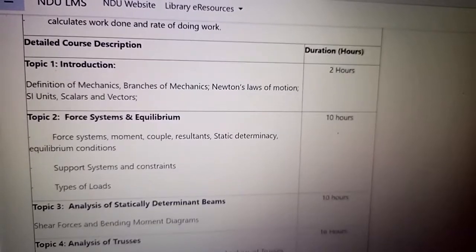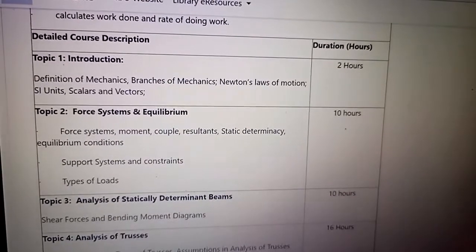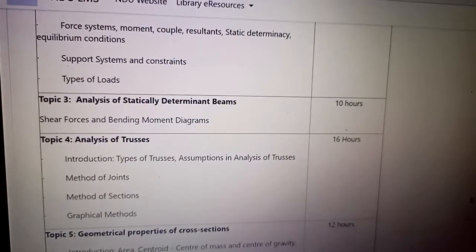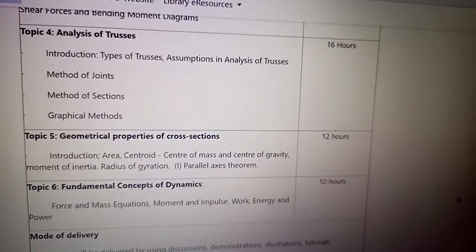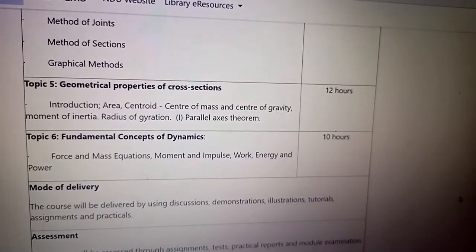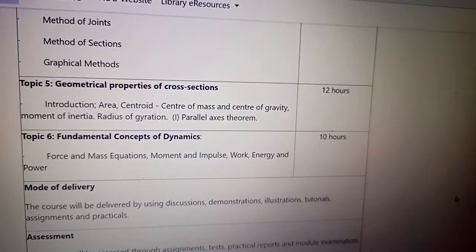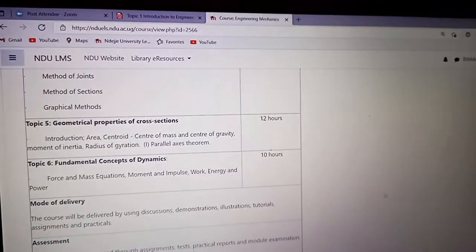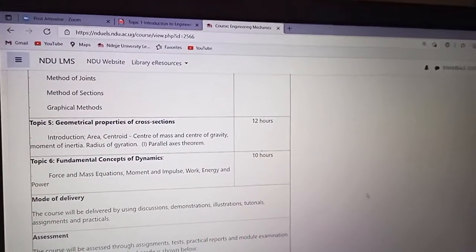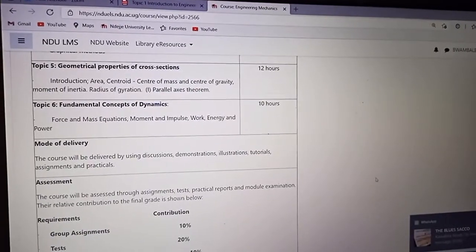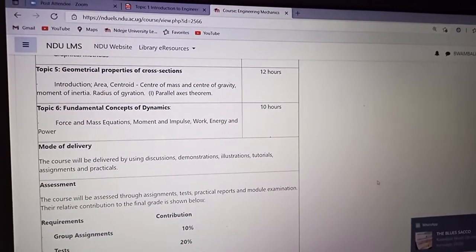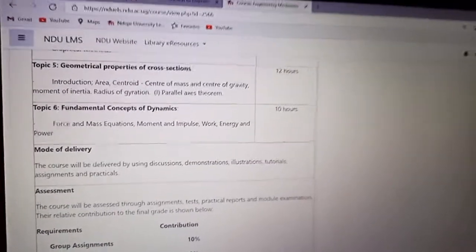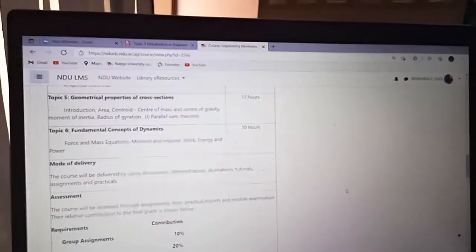Shear force and bending moment diagrams. Then topic 4 is the analysis of trusses. Topic 5 is geometrical properties of cross sections. And then finally, topic 6, which is fundamental concepts of dynamics.